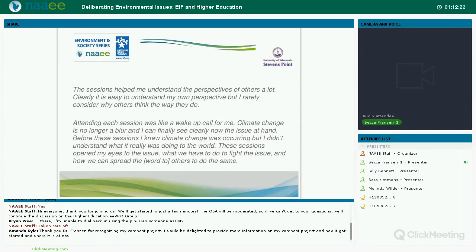Helps in understanding the perspectives of other people, just considering why others think the way that they do. And then where they say about attending each session, so they mean the session in the classroom, but then also, it's assumed, the session for the community members. So, a better understanding of what climate change actually is. No longer a blur, and I can finally see clearly now the issue at hand. Before these sessions, I knew climate change was occurring, but I didn't understand what it really was doing to the world. So it opened my eyes to the issue, what we have to do to fight the issue, and how we can spread the word to others to do the same.